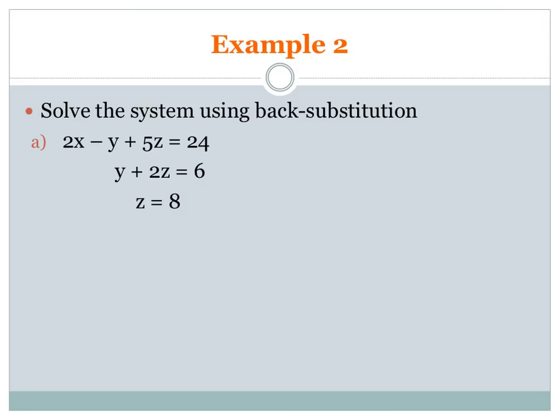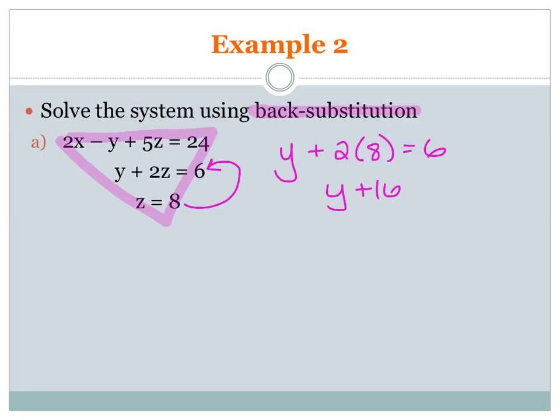Okay, example 2. So go ahead and work on it. It says solve the system using back substitution. Again, these are triangle systems, okay? The method is called back substitution. We're going to work our way bottom up. So y plus 2 times 8 equals 6. y plus 16 equals 6. And y would equal negative 10.